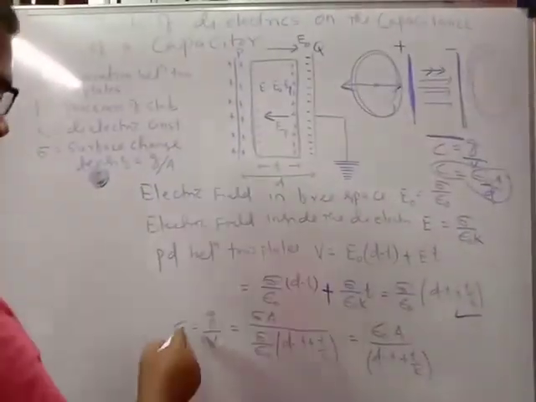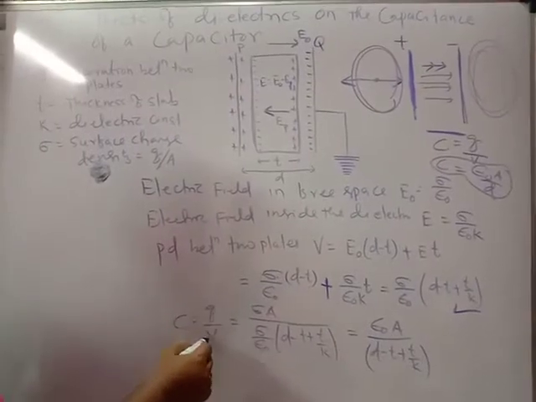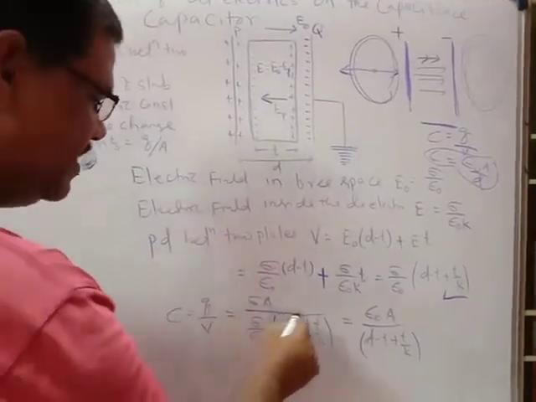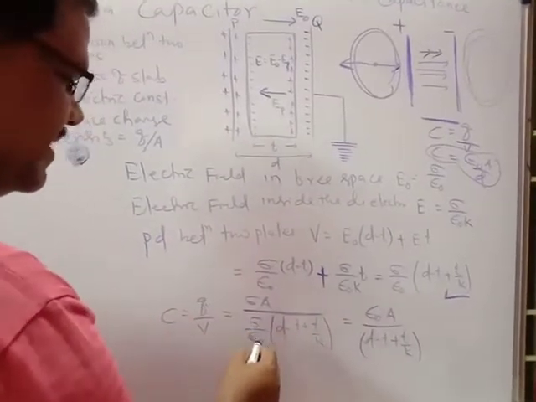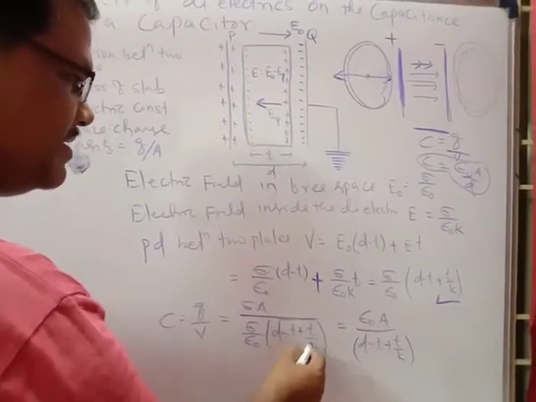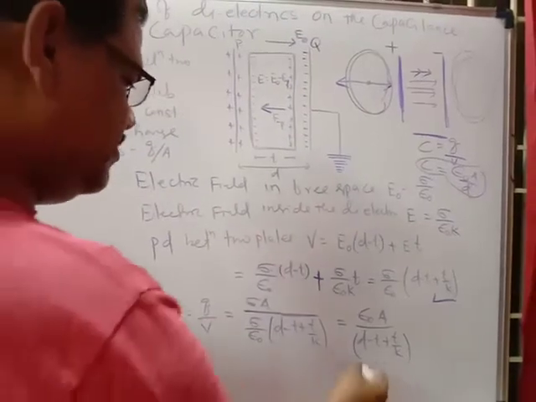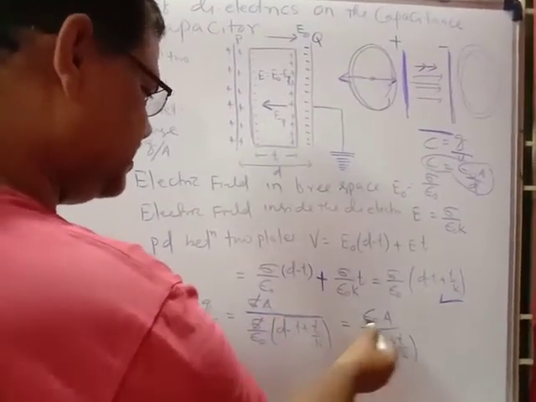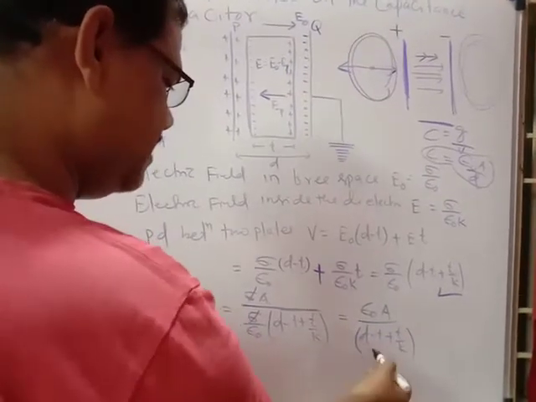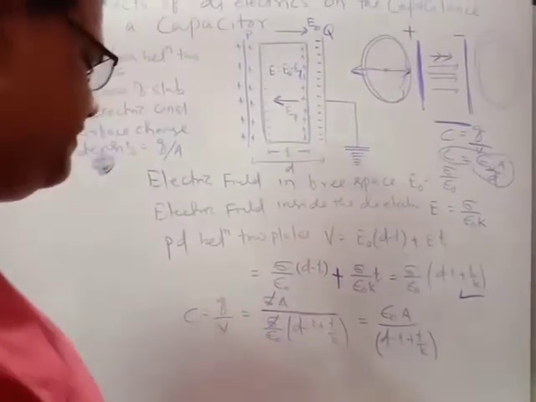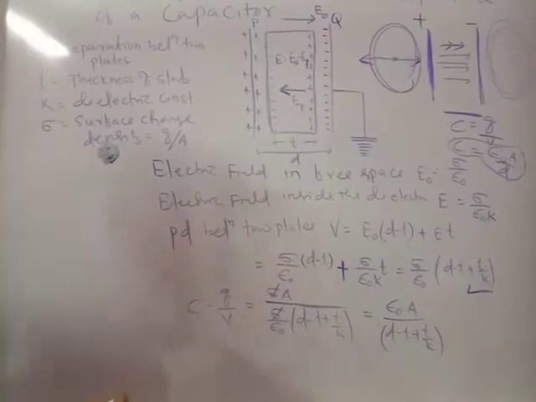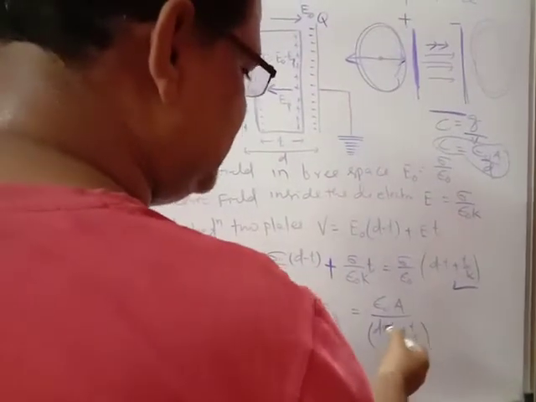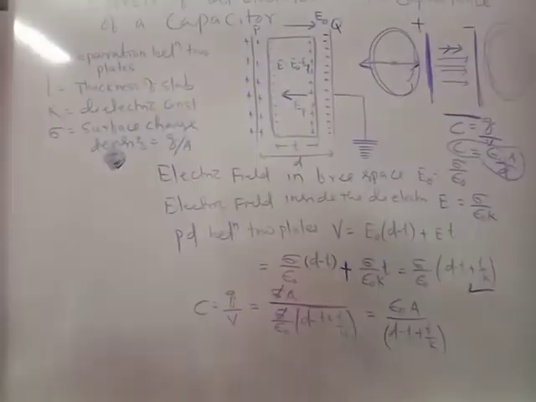So what is the capacity? Capacity C equals Q upon V, and Q equals sigma into A. What is V? V equals sigma upon epsilon naught into D minus T plus T by K. Sigma gets cancelled, so that equals epsilon naught A upon D minus T plus T by K. So you are finding the capacity of the parallel plate capacitor, C equals epsilon naught A upon D minus T plus T by K.